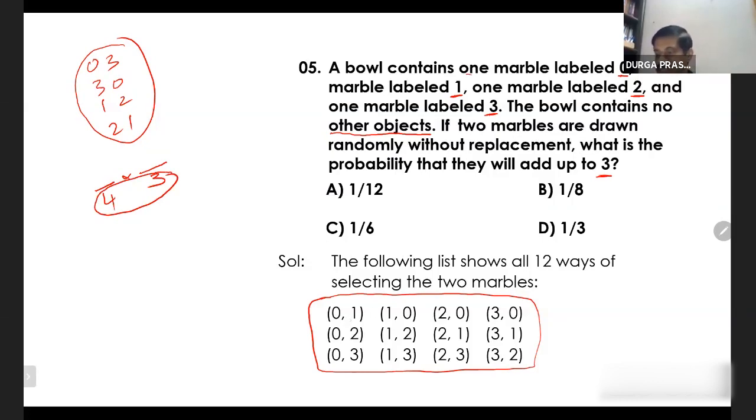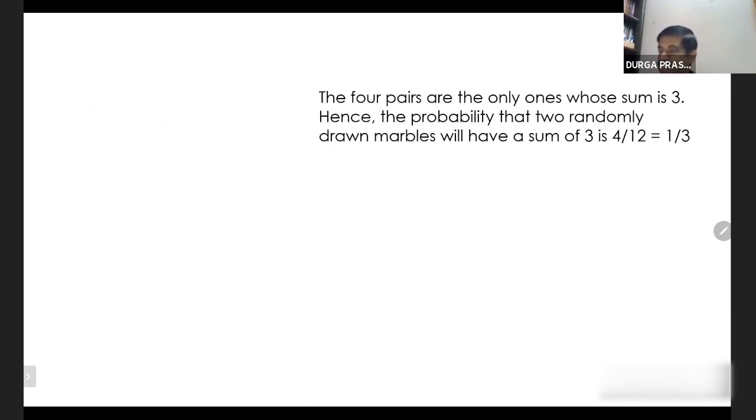What are the possibilities? 0,1; 1,0; 2,0; and so on. These are all the possibilities, so there are 12 of these. Out of that, the possibilities that we want are 0,3; 3,0; 1,2; 2,1. So that is 4 possibilities we have. So 4 out of 12 is the one we are looking at, which is 1 by 3. So option is D.